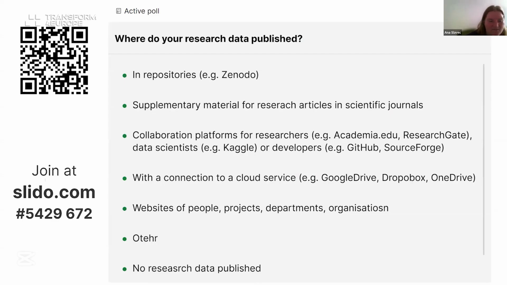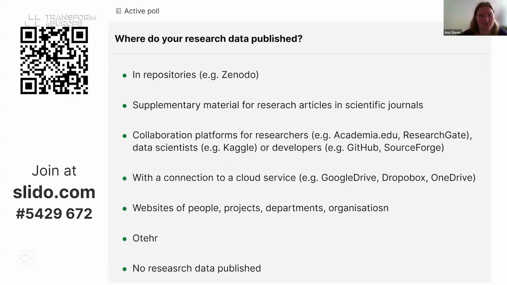Now, as before, you can respond by joining slido.com and typing this code. In contrast to the previous two questions, which are open-ended word clouds, we have a question that has a limited selection of responses that you can select.